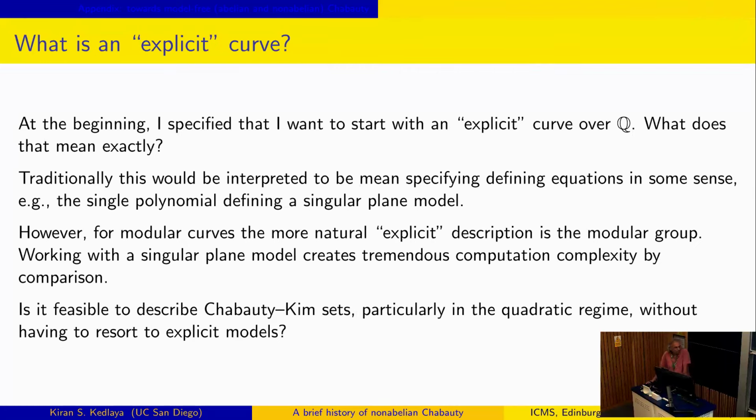So one really wants to be able to describe these Chabauty-Kim sets without having to resort to explicit models. This is not exclusive to the case of modular curves, but the fact that there is an alternate compact description is kind of a special feature of modular curves. There might be other interesting special classes of curves that likewise have compact descriptions. You might think about other Shimura curves in this story. I'm not going to say much about Shimura curves, but you can imagine them as part of the story as well.